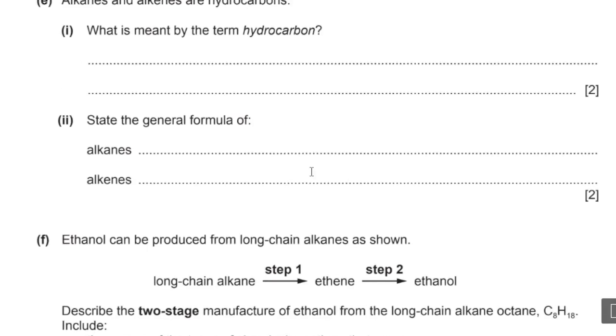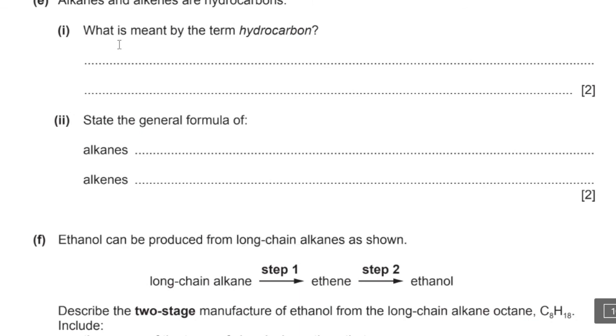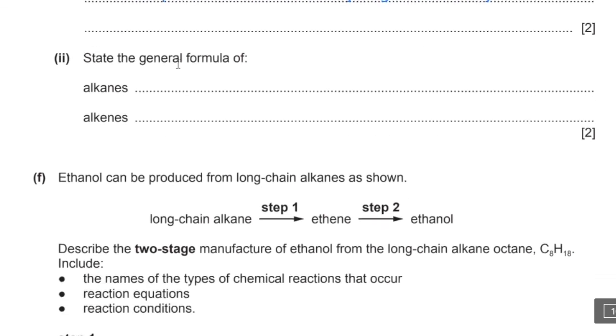E. Alkanes and alkenes are both hydrocarbons. 1. What is meant by the term hydrocarbon? It is a compound with hydrogen and carbon atoms only. State the general formula of alkanes and alkenes. So you have CnH2n+2 for alkanes. And then alkenes are CnH2n.